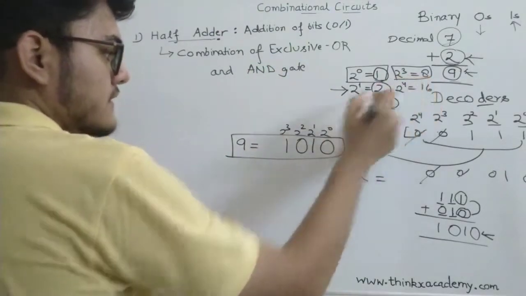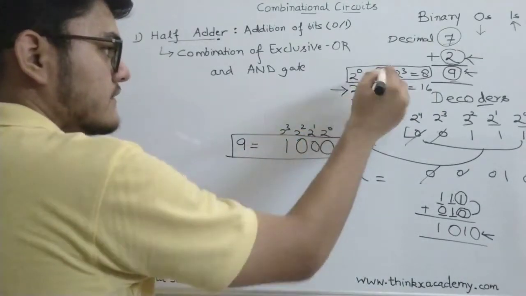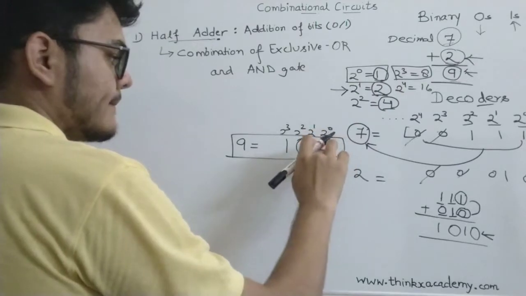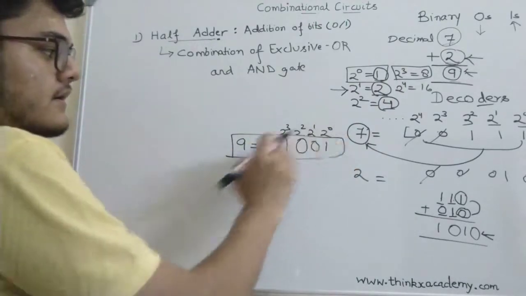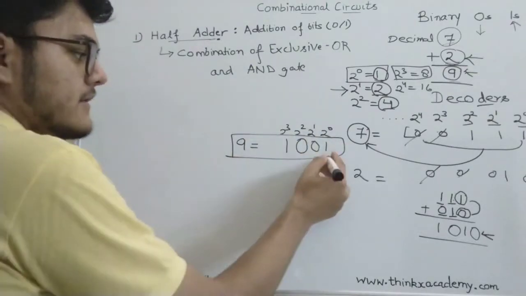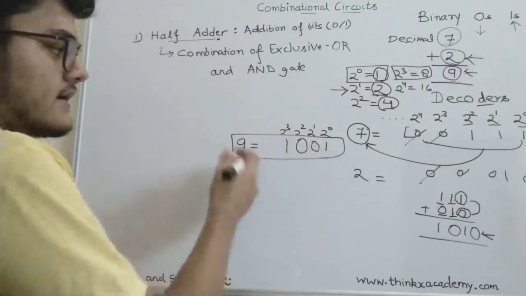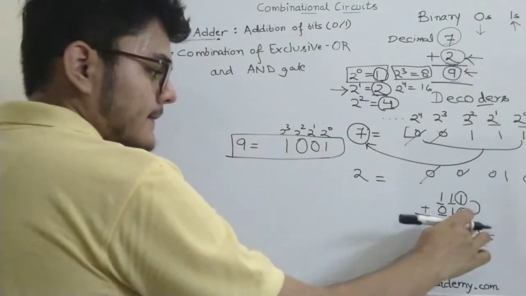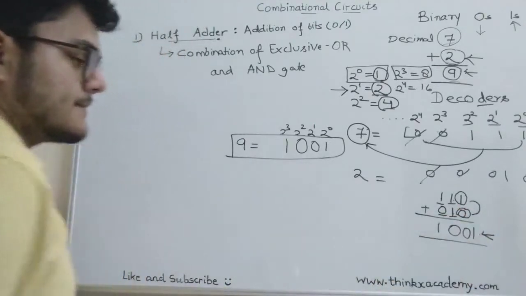So this should also be 0, and 2 raised to the power 0 should be 1. You will have to be very careful while representing it in binary format, because if you write in some wrong place, you will get the wrong result. So I will write 1 0 0 1.